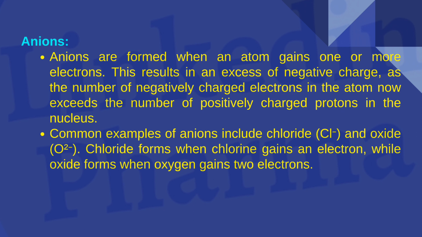Common examples of anions include chloride and oxide. Chloride forms when chlorine gains an electron, while oxide forms when oxygen gains 2 electrons.